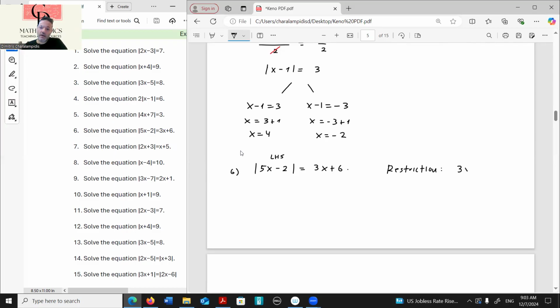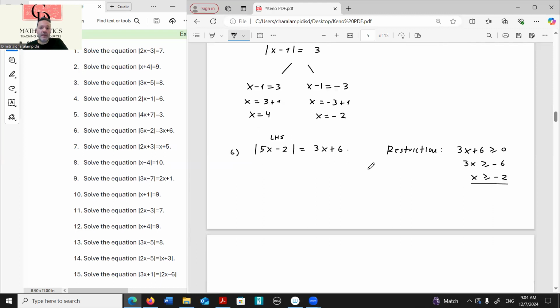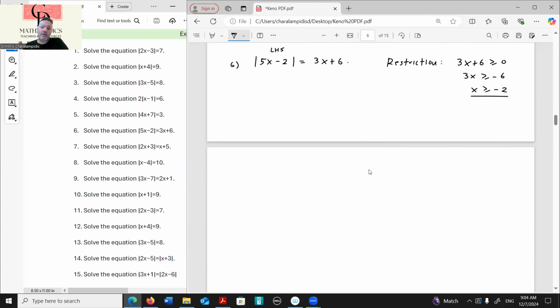So our restriction would be this. 3x plus 6 should be greater or equal than 0. By solving for x, we get that x should be greater or equal than negative 2. We'll keep that for now because we're going to use it in the end. Then we will proceed normally.